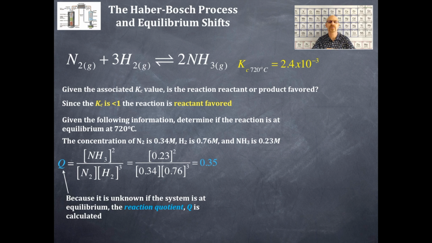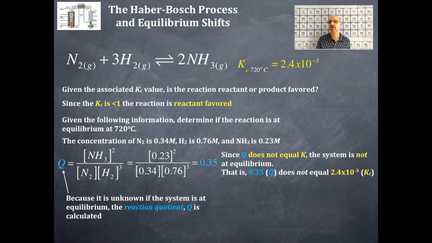I'm going to get a value. Of course, it's the same value that we got before. So, since Q does not equal the K, the system is not at equilibrium. And that is, the 0.35 does not equal the 2.4 times 10 to the negative 3. That is the K. Okay, which way will the system shift in order to reach equilibrium?